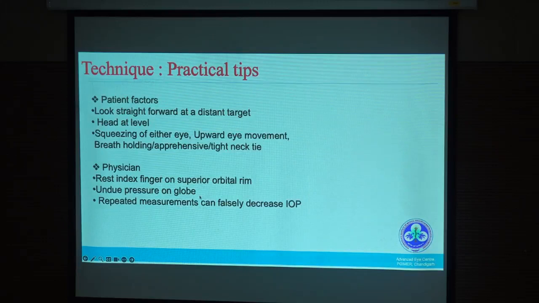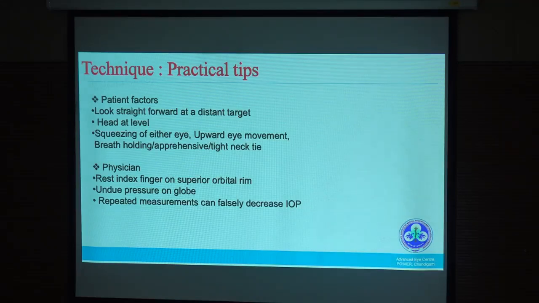That means 1 millimeter reading, 1 into 10, is equal to 10 millimeters of mercury. Now the patient factors, that is the technique. The patient should look straight ahead at a distant target. The patient should not accommodate, as that can give a falsely high IOP, and the head should be leveled. Squeezing of the eye or upward movement can increase the IOP. The physician should rest the index finger on the superior orbital rim, not squeeze the eye, and repeated measurement can falsely lower the IOP.